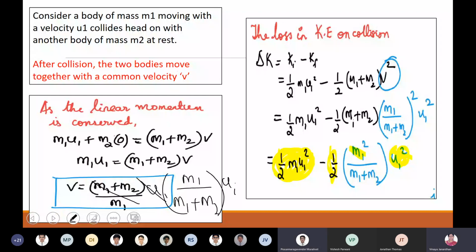Ma'am, did you change the slide? For us it's stuck. We are on the slide with the highlighted half m1 u1 squared taken out. Can you change the slide? I think it's stuck. We can't see the next slide. Okay, one second. Can you reshare?